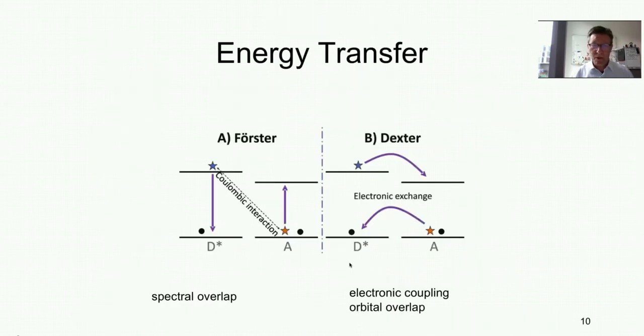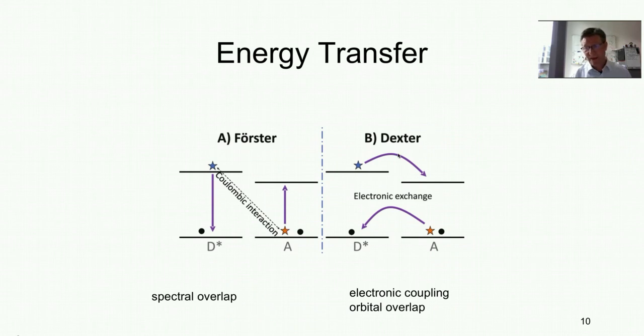So if we want to apply energy transfer, we have two mechanisms, the Förster and the Dexter. The Förster mechanism is a Coulombic interaction. So it's not emission of a photon and reabsorption, but it's like two transition dipole moments that couple. It's a coupled transition, a Coulombic interaction. So as the one excited state goes down, the other excited state goes up. And spectral overlap is very important here.